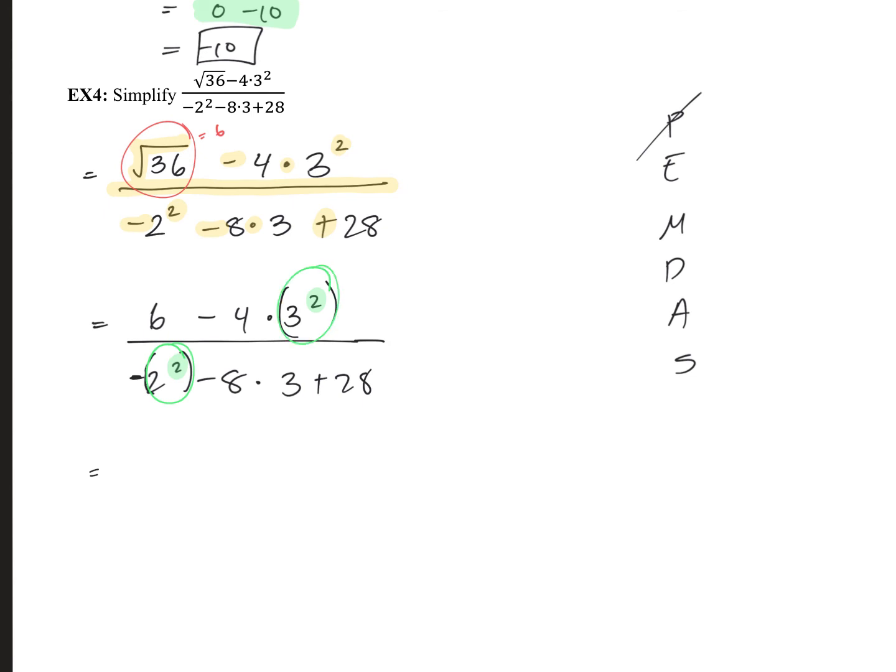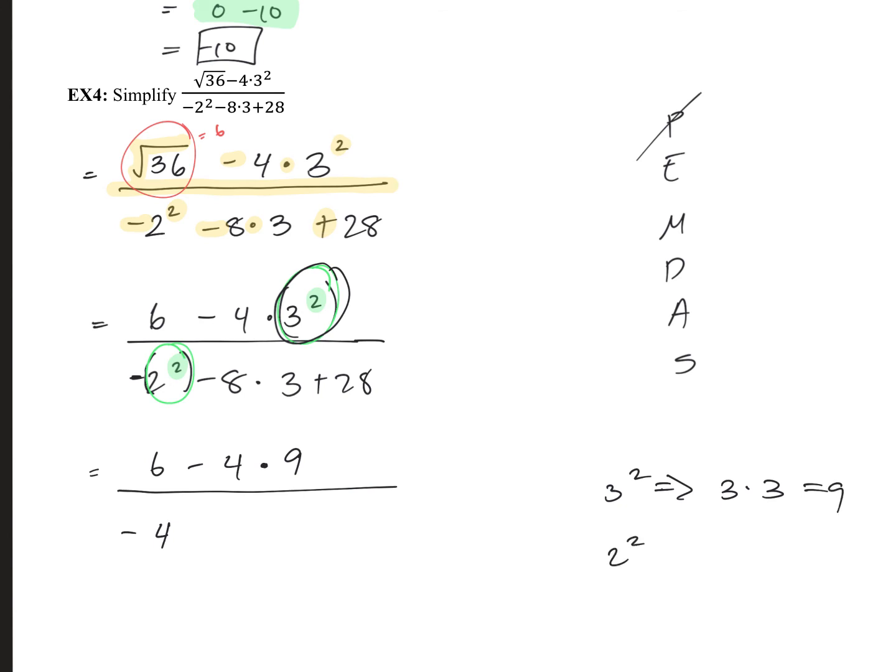What do we have? I'm going to write everything else down, because nothing else is being affected, just the items with their radicals. So 2 squared is going to be 4, and 3 squared is 3 times 3, which is 9. Be careful, it's not 3 times 2. 3 squared is saying 3 times 3, which is 9. 2 squared is saying 2 times 2, which is 4. Writing everything else down, negative 8 times 3 plus 28.